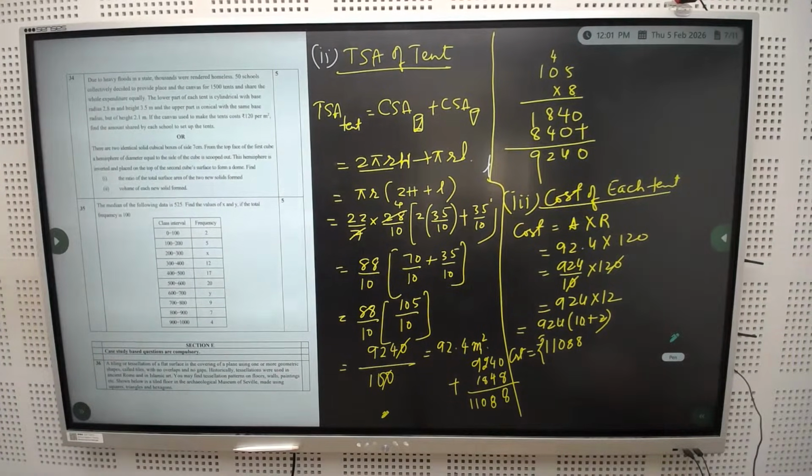1500. Next heading should be cost for 1500 tents. Then how many schools are there? That answer you should divide by 50. Then for each school, that amount is the contribution.